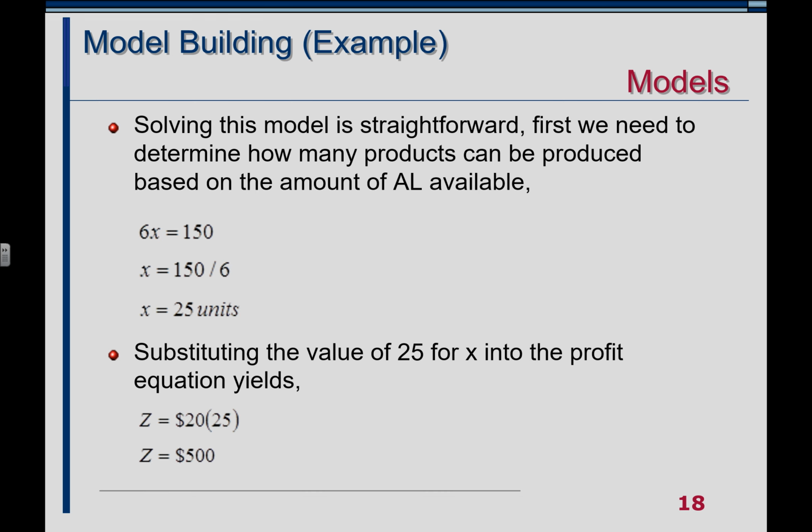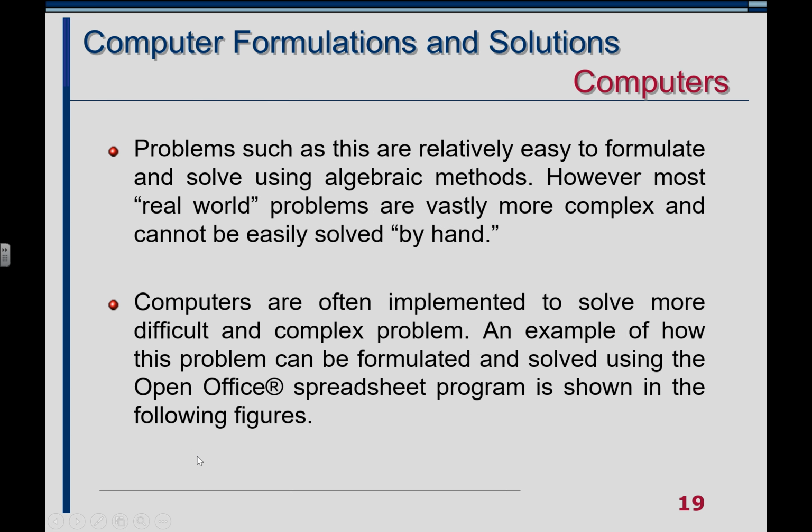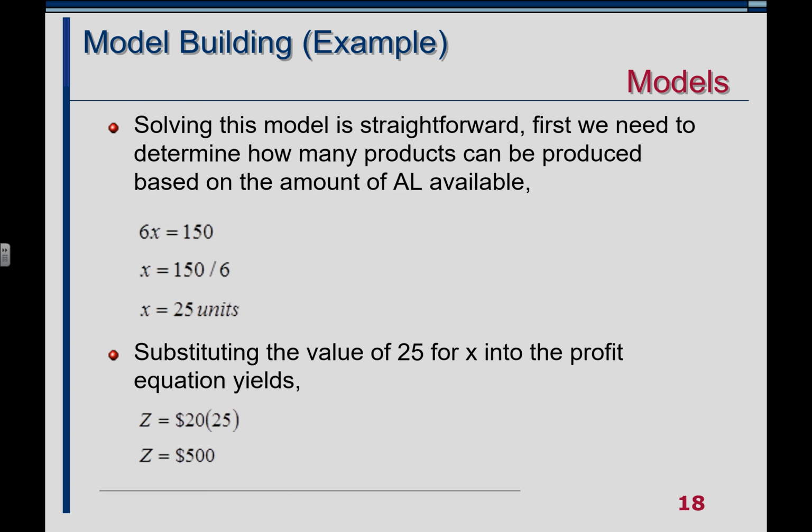Solving this model is very straightforward. First, we need to determine how many products can be produced based on the amount of aluminum available. So 6x equals 150, x equals 150 divided by 6, so x is going to be 25 units. Substituting the value of 25 for x into the profit gives us 20 times 25, or $500. So what this means is that we can make $500 off of this endeavor.